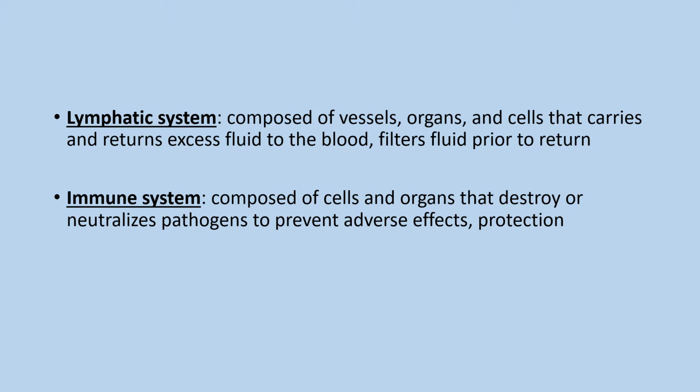fluid to the blood. And before that extra fluid, which is called lymph, is actually returned to the blood, it's going to be filtered. And then the immune system, which goes hand in hand with the lymphatic system, is composed of cells and organs whose purpose is to destroy or neutralize any pathogens to prevent any type of adverse effects. It's basically your defense or your protection system.